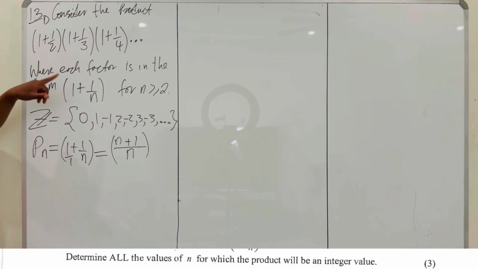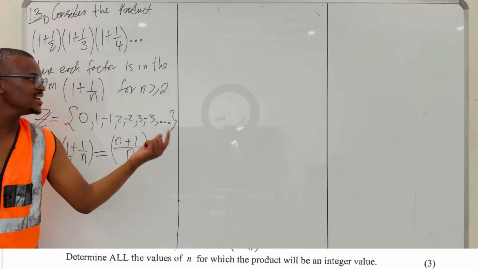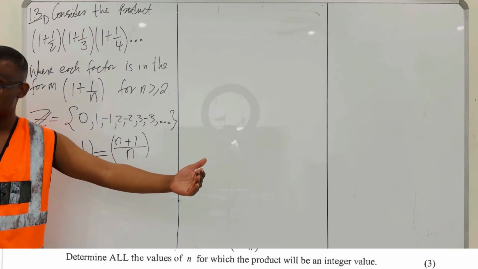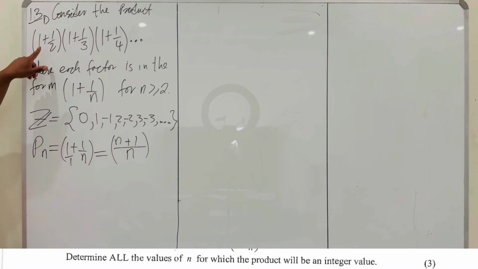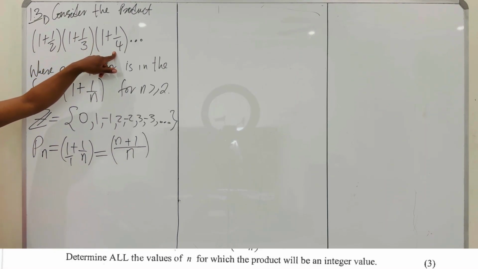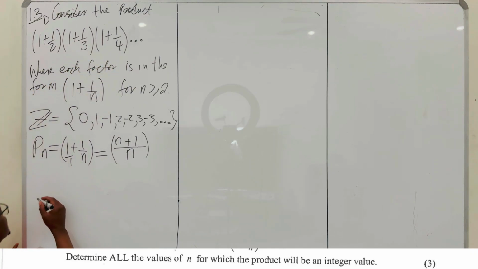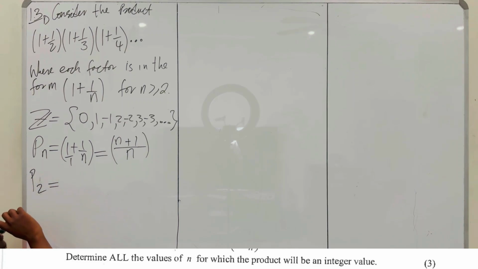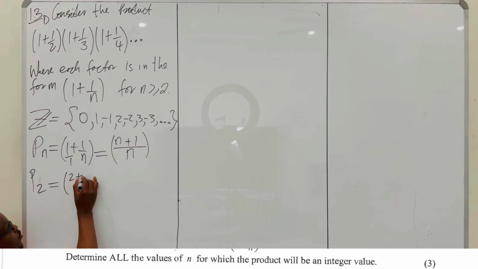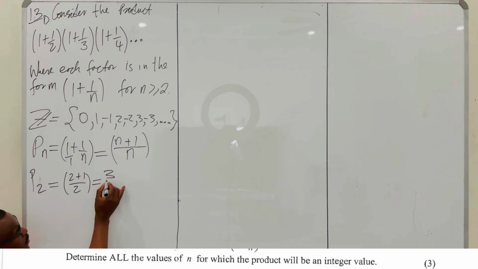If your n is equal to 3, because your n values increase from 2 going up, you'll have this one and this one multiplying each other. If your n is equal to 4, you'll have all three of these things multiplying each other. Are you happy with that? So in that case, what do we do? Let's find P2. P2 is equal to, substituting here, 2 plus 1 all over 2. This is equal to 3 over 2. Is 3 over 2 in this set? So 3 over 2 is not an integer.